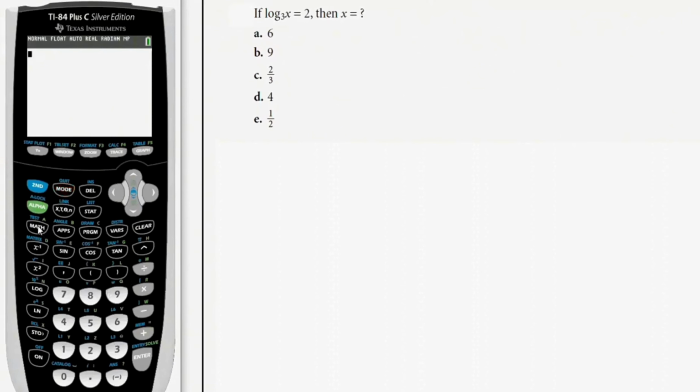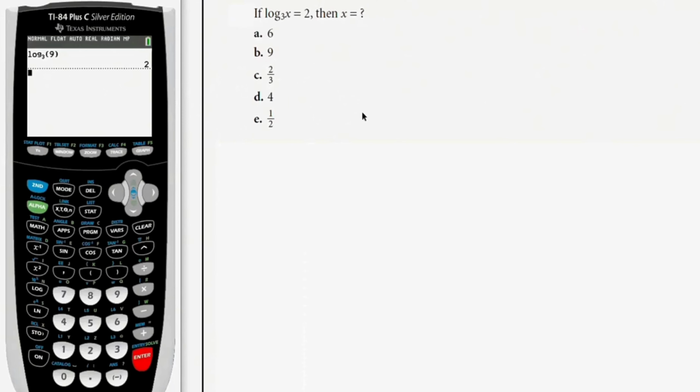So we press math, scroll up, come to this place, press enter. So the base is 3, come to this place, input 9. That's it, press enter. Output was 2. So option B is correct.